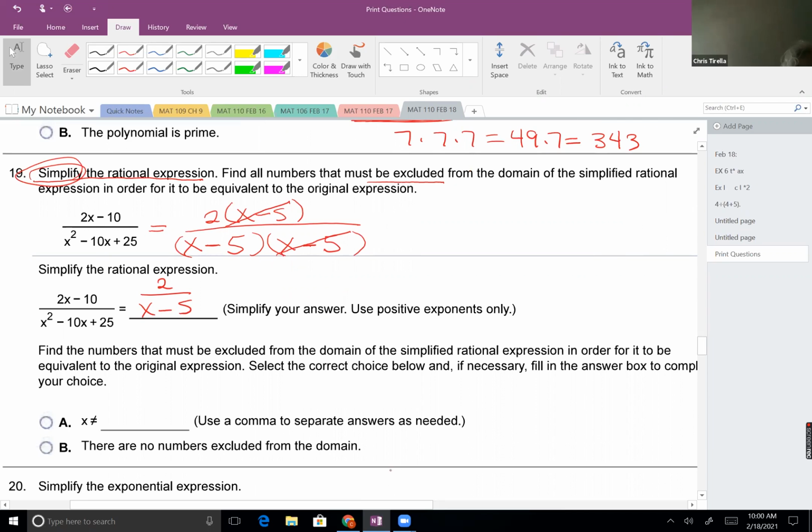And then numbers to be excluded. I'm worried about what makes the denominator equal to 0. Again, I find it easier to solve that if I take the factor form. And if I worry about what makes each factor equal to 0, I would get that 5. So x cannot equal 5. 19, all right.